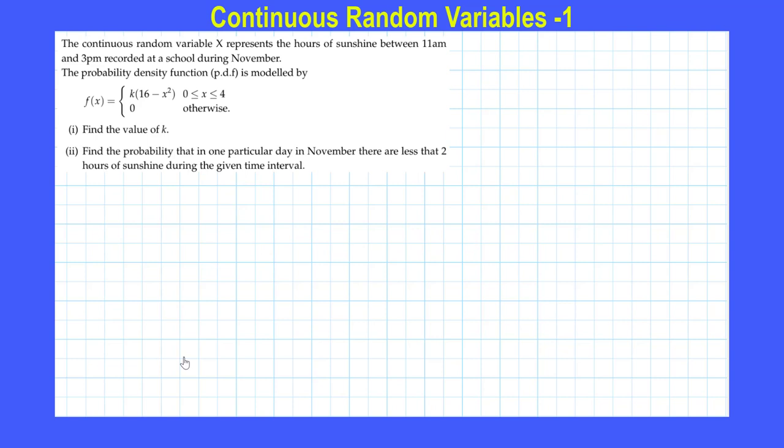So here's a question. Have a read of the question. Typical sort of thing which we expected to be able to do. So our process for this one. First of all, we know that the total of the probabilities when I integrate between the two limits, so in this case 0 and 4, must equal 1. So that's what we're going to do. We're going to integrate it, still keeping k into this.